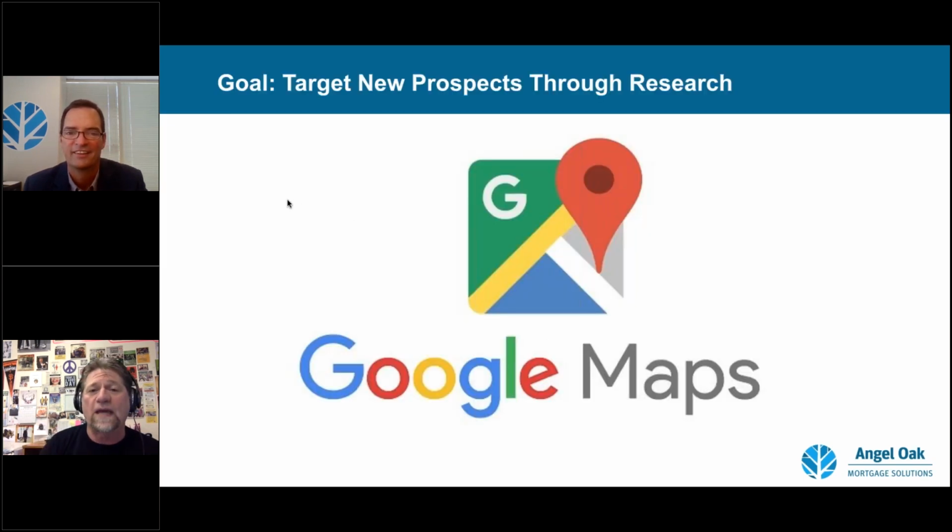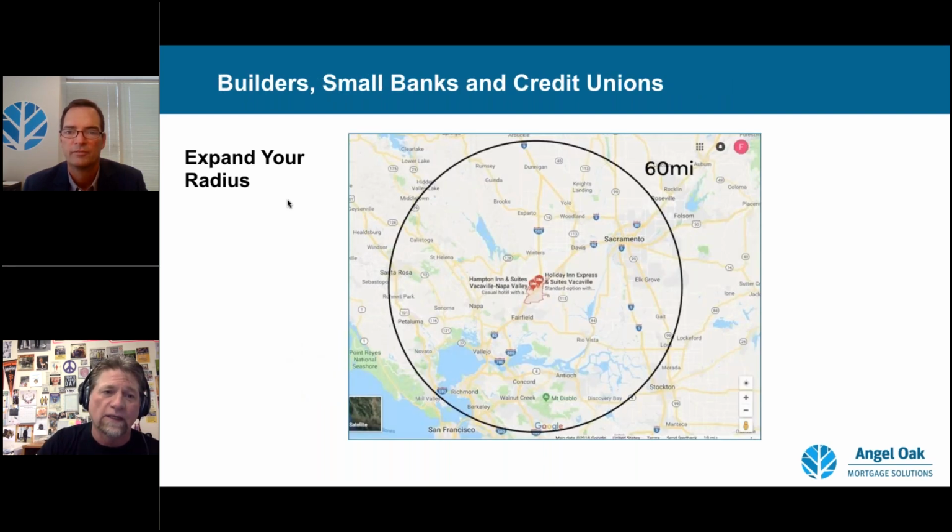What I've used in the past that's worked very well for me in this respect is just using Google Maps to find these new targets. Here's an example and a picture that I used to find some builders. I just want to let you know, when you're doing research-based targeting, finding these builders and these small credit unions, in this scenario, guys, you can expand your radius.